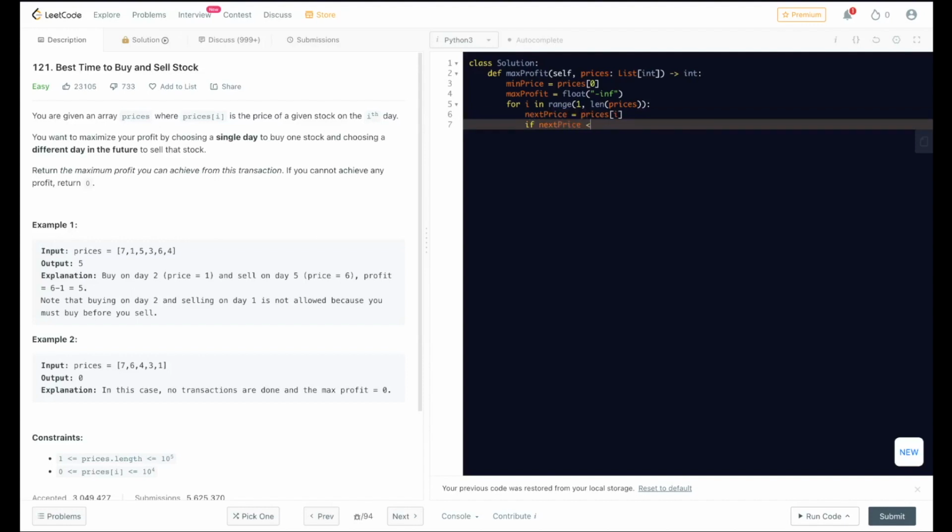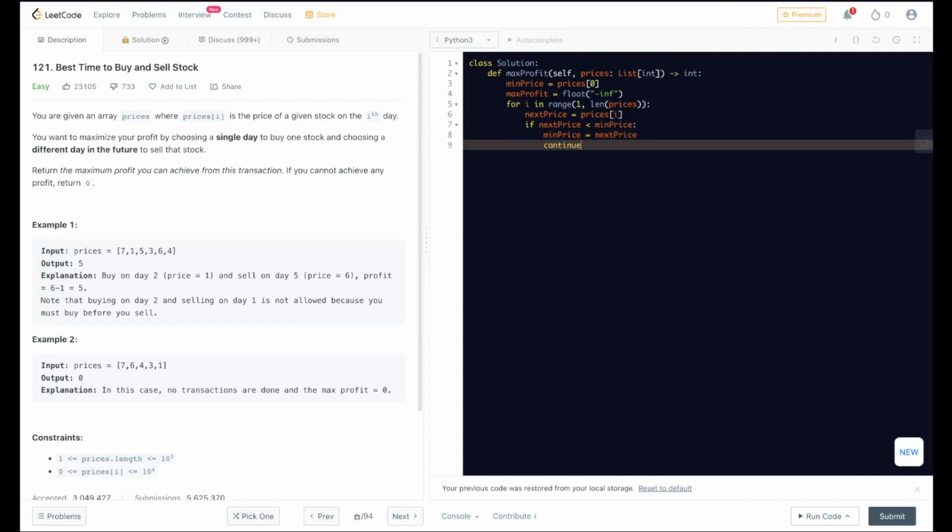If our next price is less than our min price, we're going to update our min price and continue our iteration. So what we're essentially doing in this case is buying at a lower price. In the else case, we're going to be selling at the current price and get our max potential profit. So I will try to update our max profit value.